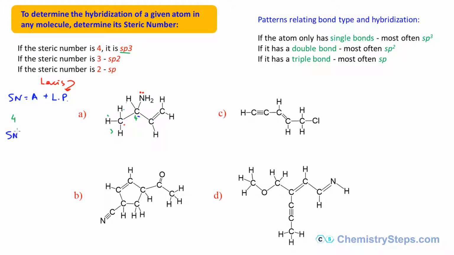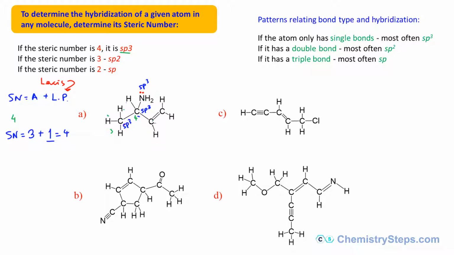So essentially the steric number for the nitrogen will be 3 atoms, so this will be again the 2 hydrogens here and the carbon, plus 1 lone pair. Remember that we're not talking about the number of electrons, we're talking about the number of pairs. And in this case again this is 4, so this nitrogen again is going to be sp3. So far we have all sp3 hybridizations.